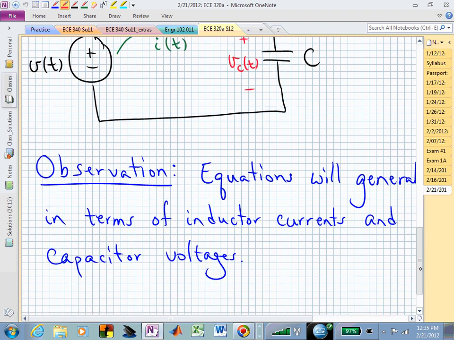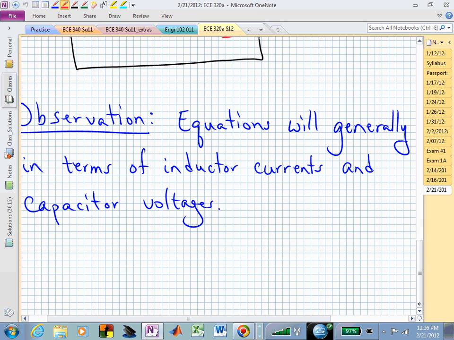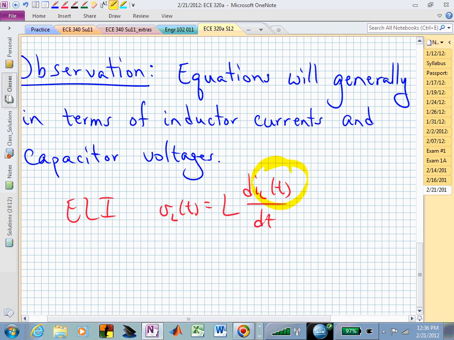And if you forget those, you could always just remember ELI the ICE man. Write down those governing differential equations, and now you're looking for what variables are these first derivatives. You have ELI, which is V equals L di/dt. The di/dt tells you, oh, you're interested in the time variation of the current. That's the inductor current. So you have v_L(t) equals L di_L(t)/dt, and you now want to think about focusing on inductor currents.